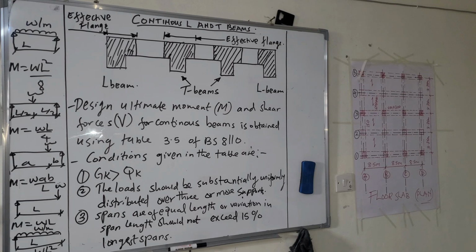that have to be met for you to use table 3.5 of BS 8110 to determine the design ultimate moment M and the shear force V. If the conditions are not met, then it means you have to use the normal way of continuous beam analysis, so that you can determine the maximum bending moment and the shear forces at various places.